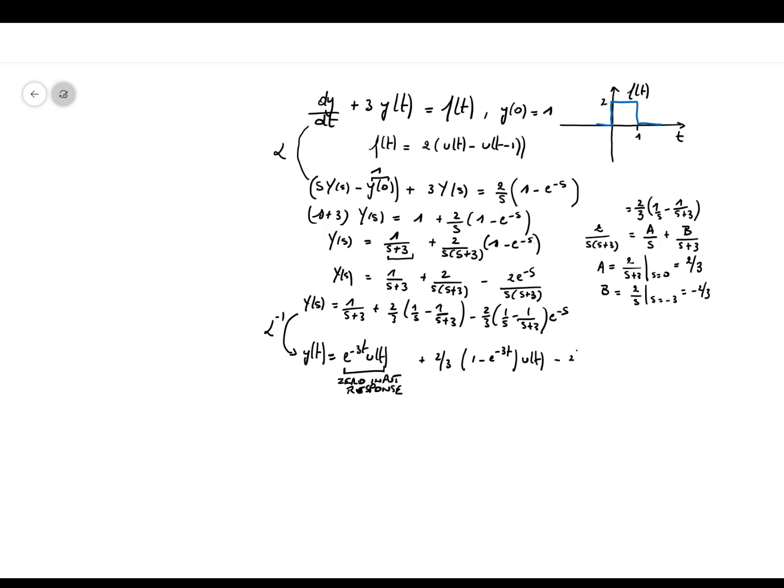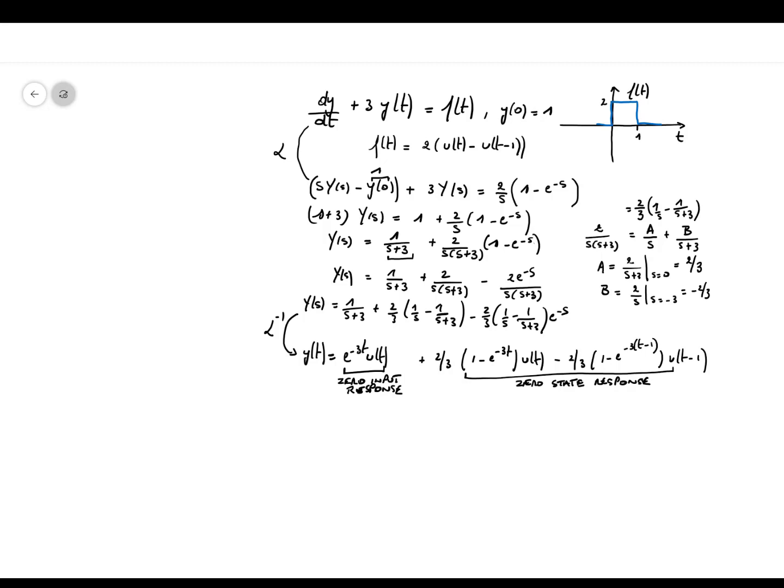Minus 2/3 of e to the minus, and here we have to pay attention, 3t minus 1 u of t minus 1. Okay, and this is the zero state response, and in French it is la réponse forcée.